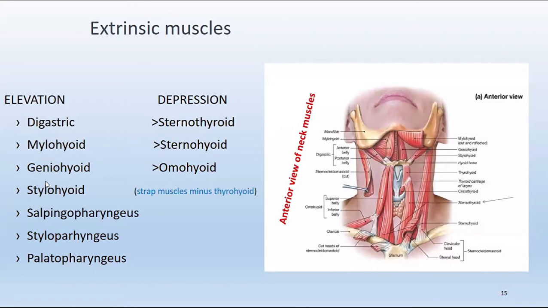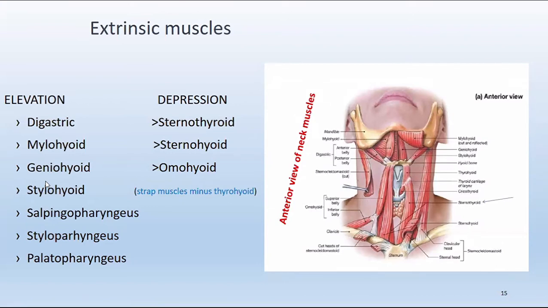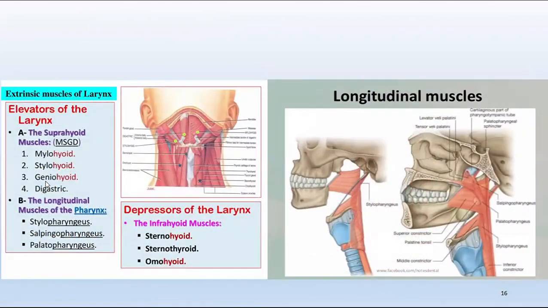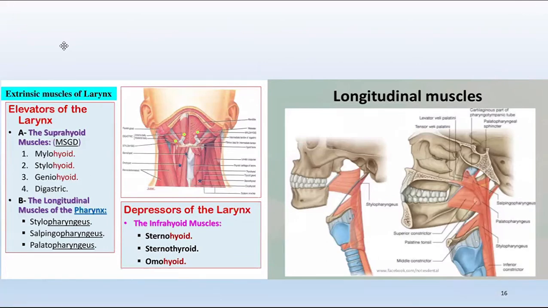Yes. Okay, good. So you can just review this image later. For the origin and insertion, don't worry, I will not include it if ever I give an exam; that is covered in the anterior neck muscles. This is just to help you orient yourselves with the images. Again, this is the image of the stylopharyngeus on the back side. Stylopharyngeus here, the salpingopharyngeus here, and the palatopharyngeus here. These are the longitudinal muscles of the pharynx. So you have your suprahyoid muscles, MSGD for better remembering.